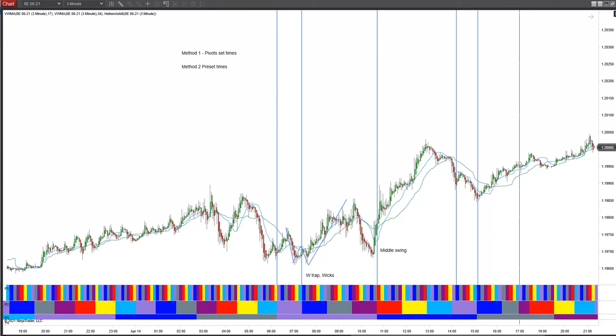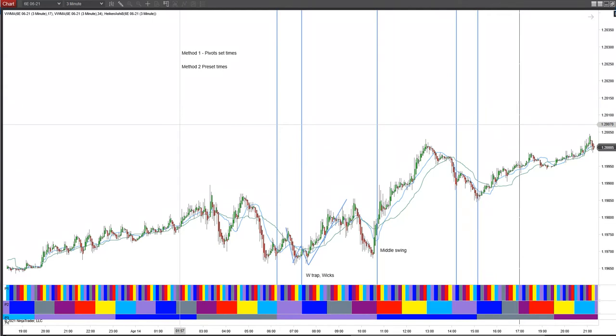So here's yesterday's chart with the 5 predetermined times from method 2. These are marked by the vertical lines. There are two types of traps that we always have to watch out for. So I've set this up with Heikin-Ashi charts.